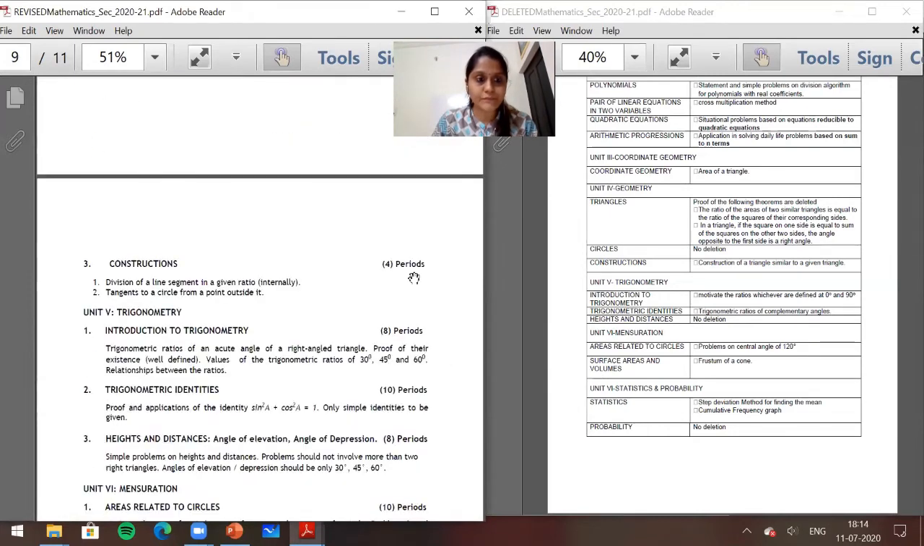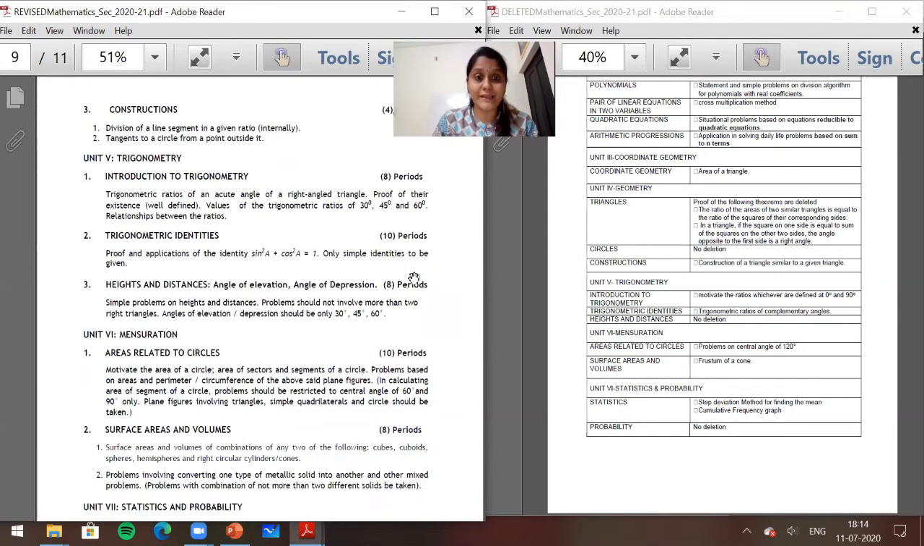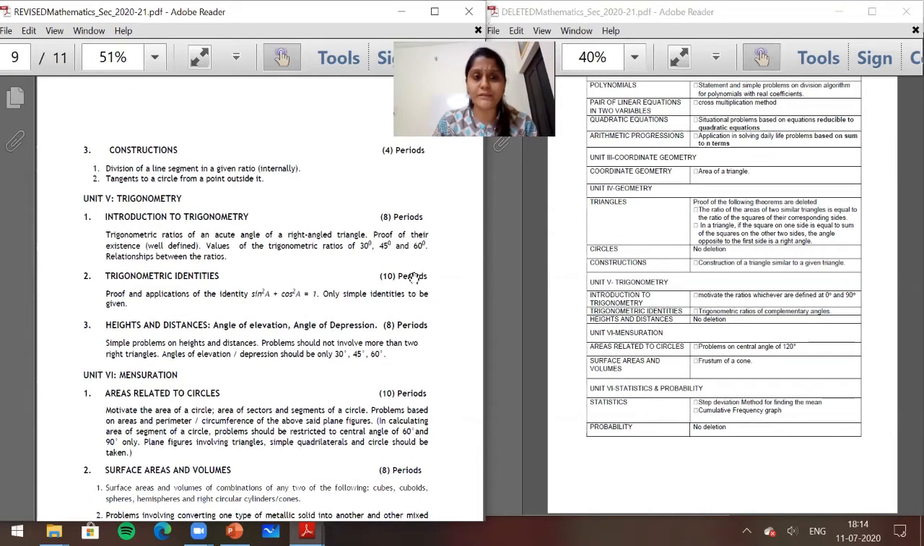Let us move on. As far as constructions is concerned, if you see the number of periods, initially the number of periods were 8, and now they have reduced the entire chapter by 50%. Only 4 periods are remaining. Why? Because one of the most important topics, that is construction of similar triangles, is removed. And many students, I know, faced problems in this area. Though in the second part, drawing tangents to the circle from a point outside, questions did not come in the board exams, a short 4-mark question was there on construction of similar triangles, right? It has been removed now.